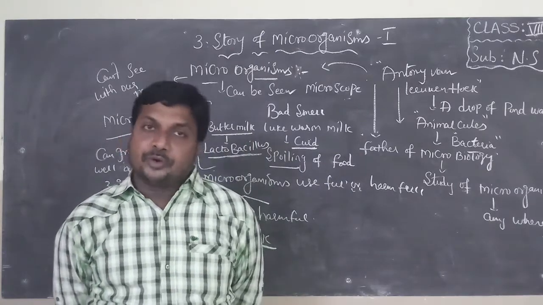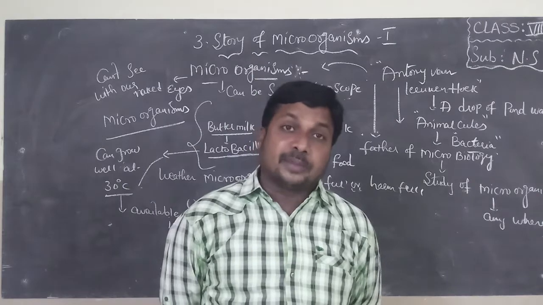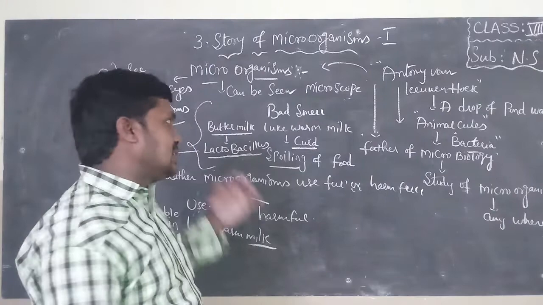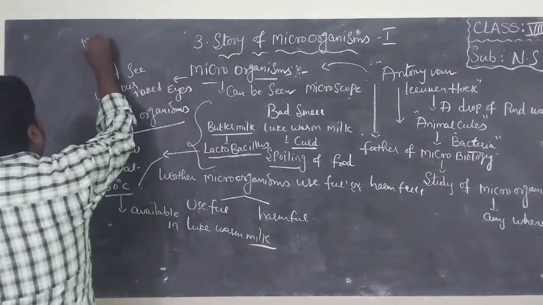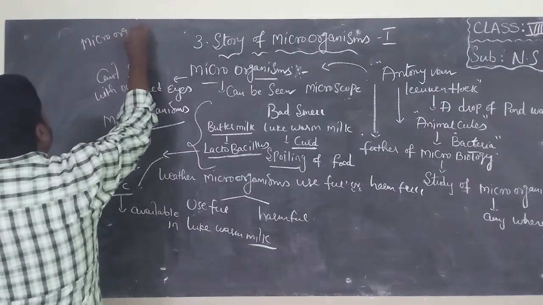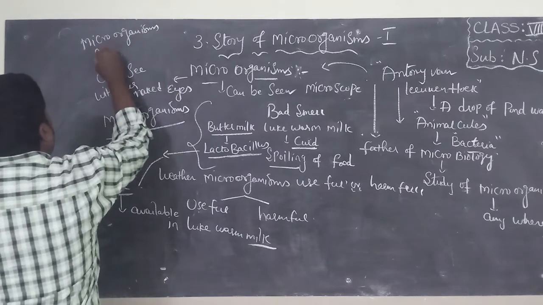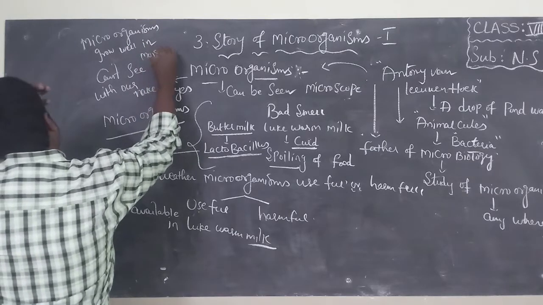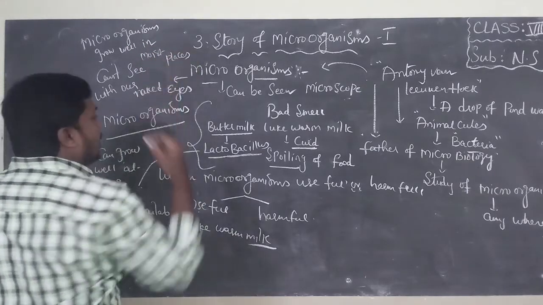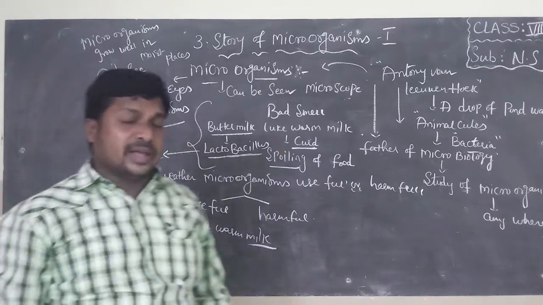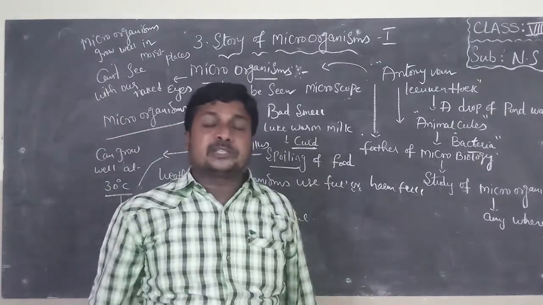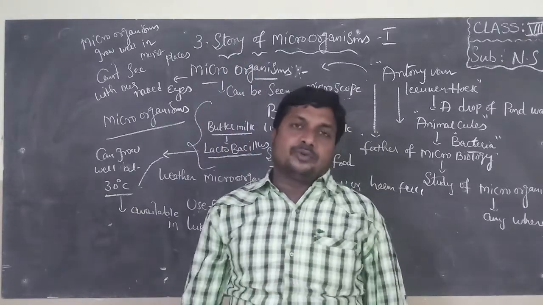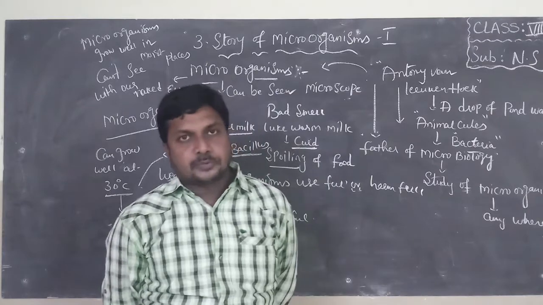So, if you observe, when water content increases, changes occur in food, and the food may spoil within a short period of time. Why? Because microorganisms grow well in moist places. Very important. Microorganisms grow well in moist places. So that's why food which contains water may spoil within a short period of time. When moisture content decreases, food will stay for a long time without spoiling.